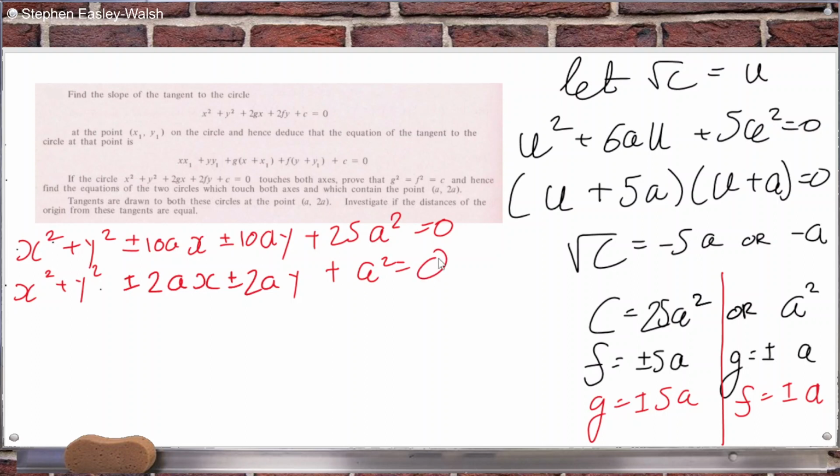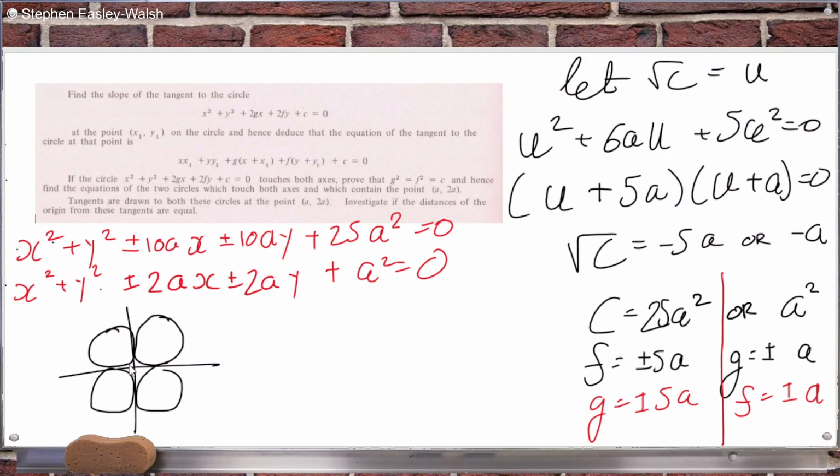So here's the dilemma. Do we go with the plus or do we go with the minus? Or does it not matter? Because remember at the start I said 4. There's 4. This touches xy, this touches xy, this touches xy, this touches xy.